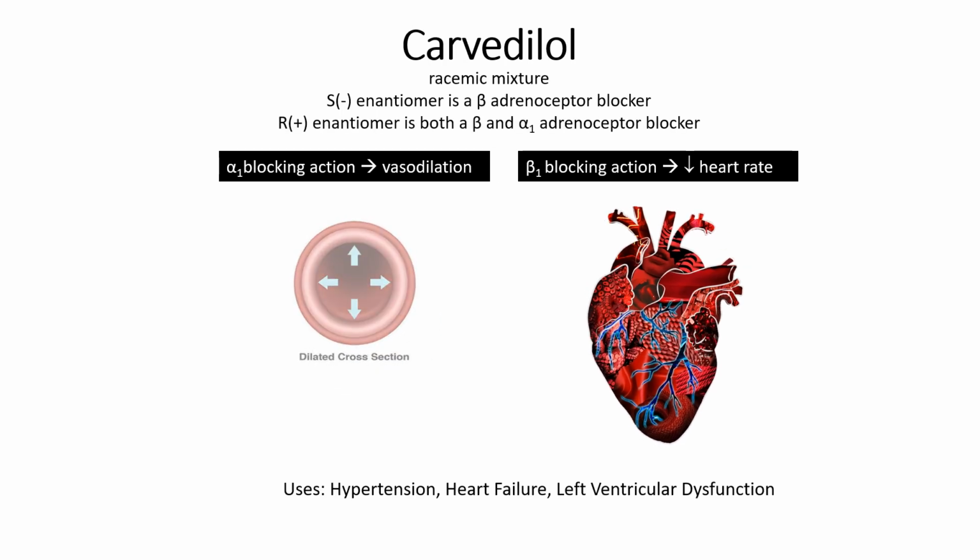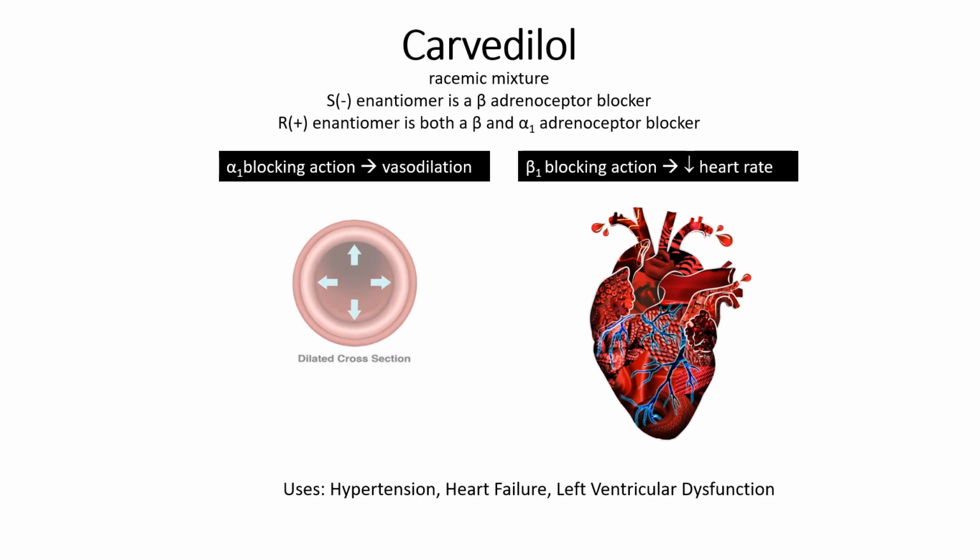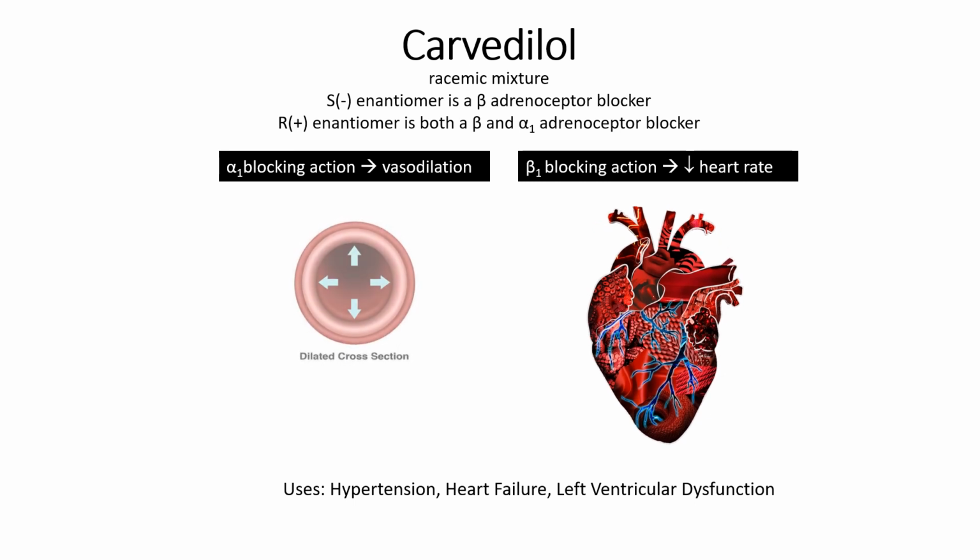Carvedilol is another example of a mixed alpha-1 and non-selective beta receptor antagonist. It is a racemic mixture where the S enantiomer is a beta adrenoceptor blocker and the R enantiomer is both a beta and alpha-1 adrenoceptor blocker. Carvedilol's action on alpha-1 adrenergic receptor relaxes smooth muscle in the vasculature, leading to reduced peripheral vascular resistance and an overall reduction in blood pressure.